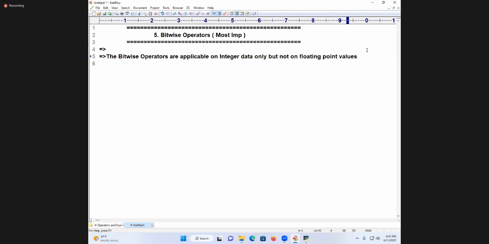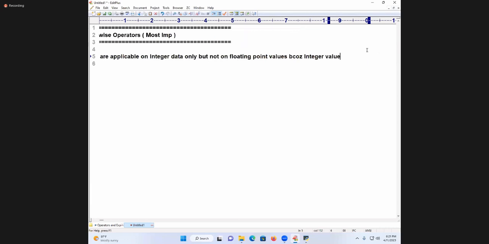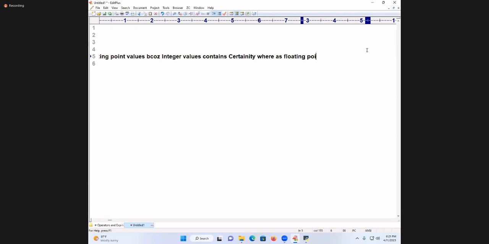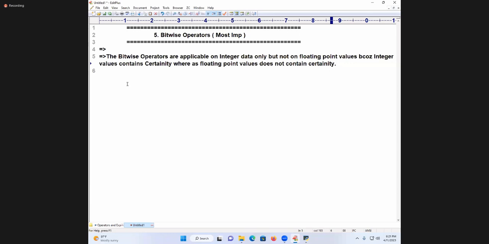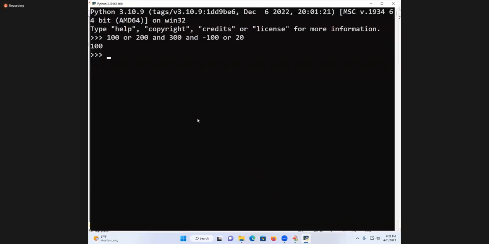Sir, why? Because I'm going to give you the reason. Because integer values contain certainty. Some certainty will be there. Whereas floating point values do not contain certainty. I'll explain the meaning of that. Let me come to students. Integer values contain certainty and floating point values do not contain what? Certainty. Let us go to the Python command prompt, students.